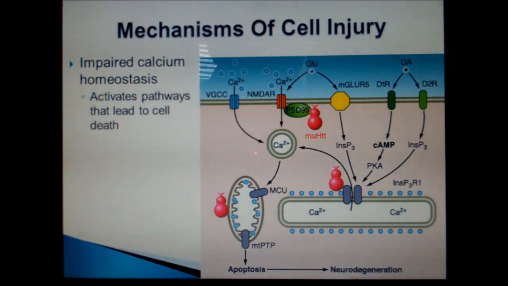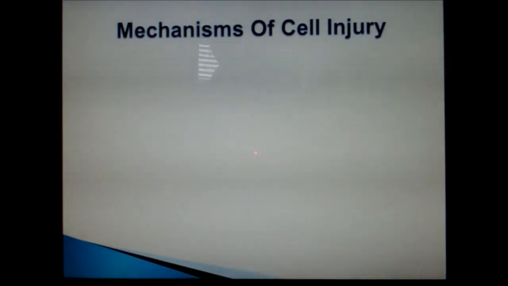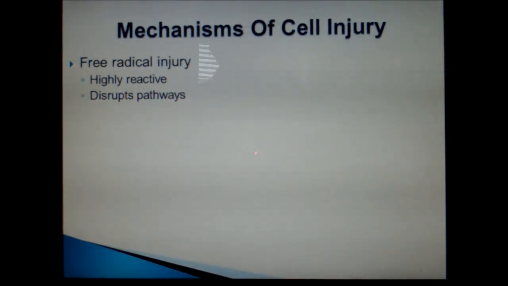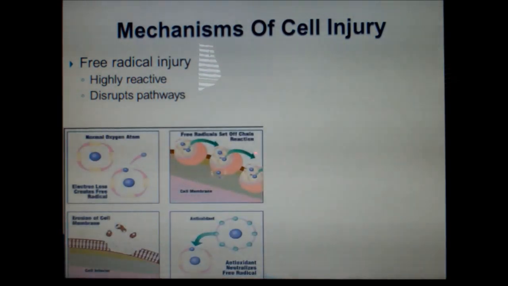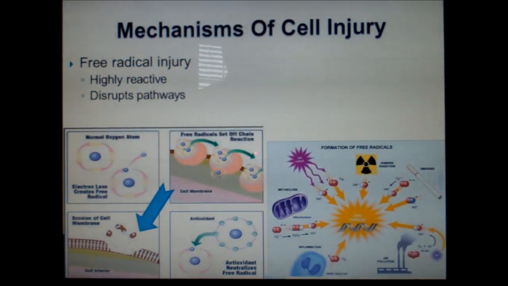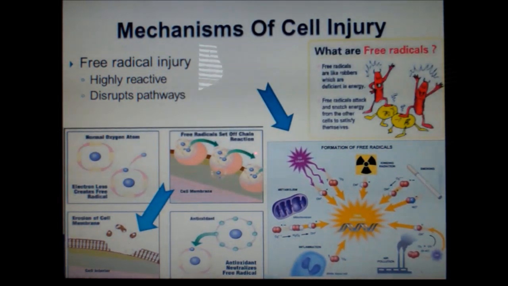Third, increases in intracellular calcium lead to elevated intracellular enzyme activity. And the fourth of the common mechanisms of cell injury is when free radicals cause damage to the cell membrane, alter intracellular protein activity, damage DNA, and alter mitochondrial function.